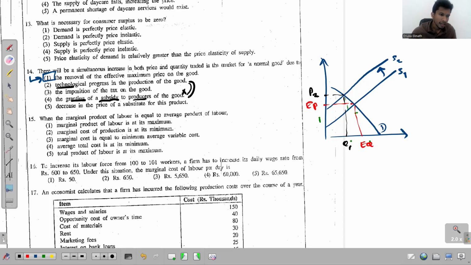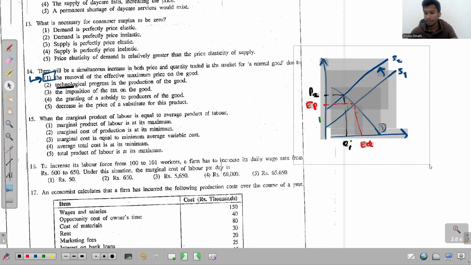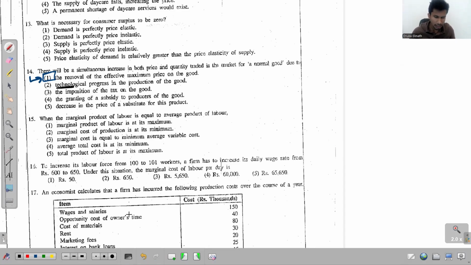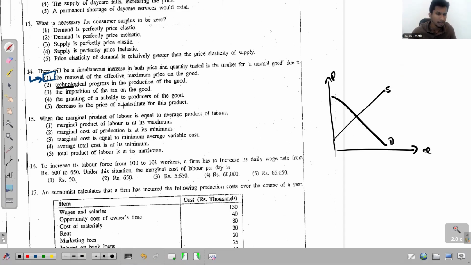The fifth one, decrease in the price of a substitute for this product. So what happens when the price of a substitute gets decreased? That influences the demand curve of the product. So let's discuss it in this way. You get the quantity, you get the price. This is the demand curve and this is the supply curve. So when the price of a substitute decreases, consumers move from this considered good to that substitute, so that the demand of this good decreases.